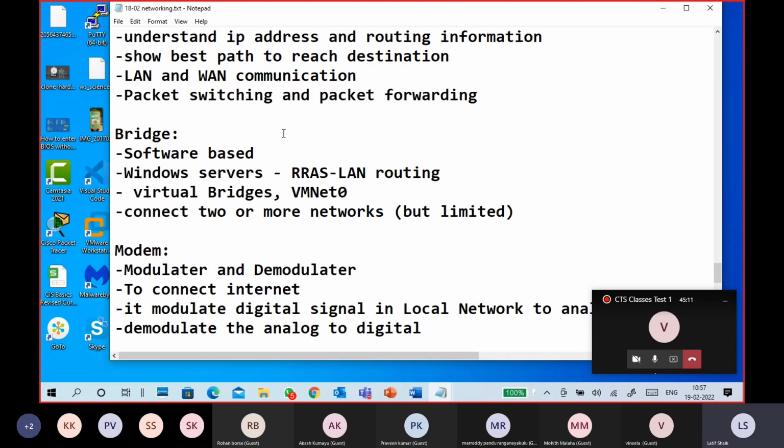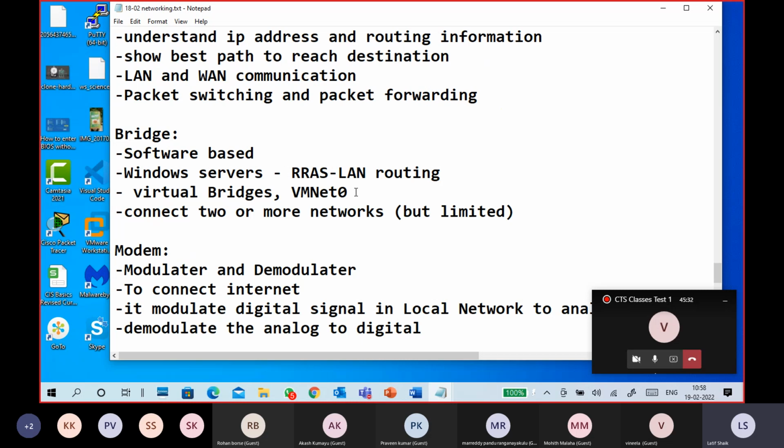Bridges are software based. It means there are no hardware devices; we use Windows servers or Linux servers, like virtual bridges. One bridge is very simple, bridging between one NIC to another NIC.